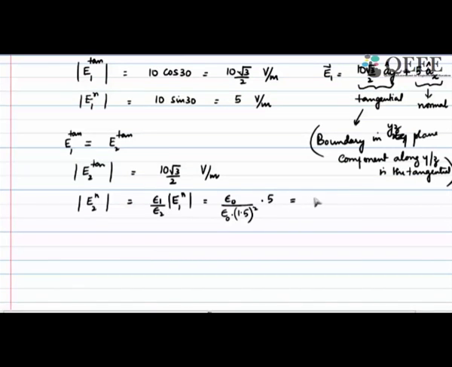So this is 5 over 2.25. And this much volt per meter is, I'm trying to get the exact number for what is 5 over 2.25. So let me do this. 5 over 2.25 is approximately 2.2 volt per meter.